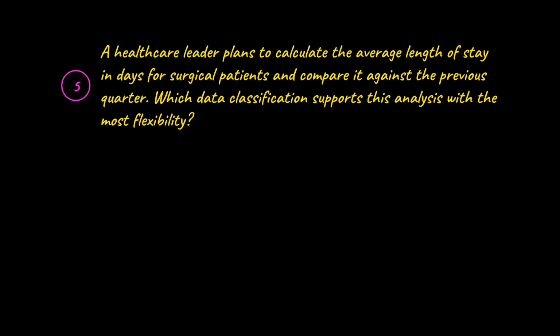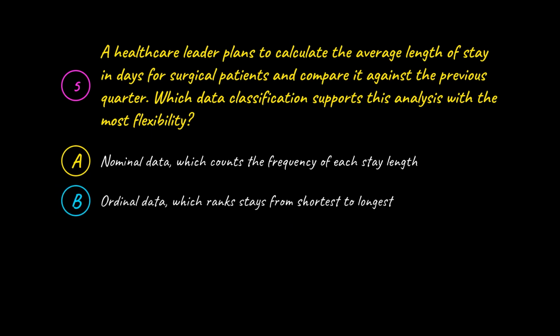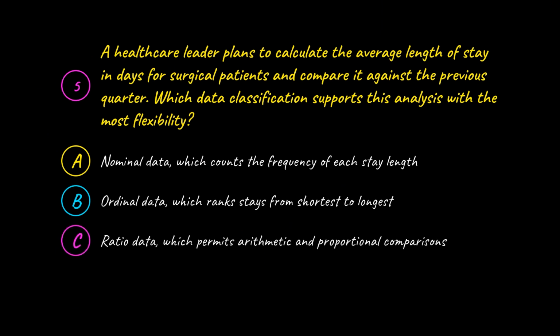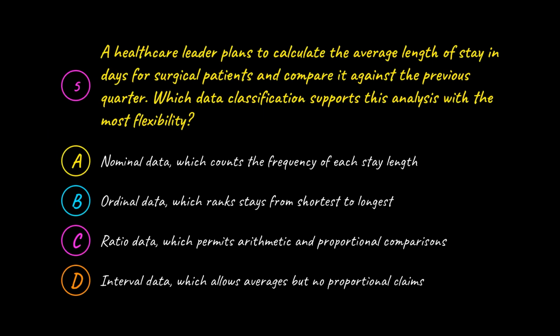Your options are A. Nominal data, which counts the frequency of each stay length. B. Ordinal data, which ranks stays from shortest to longest. C. Ratio data, which permits arithmetic and proportional comparisons. D. Interval data, which allows averages but no proportional claims. Pick one. Trust your gut. Here's your chance to test yourself.